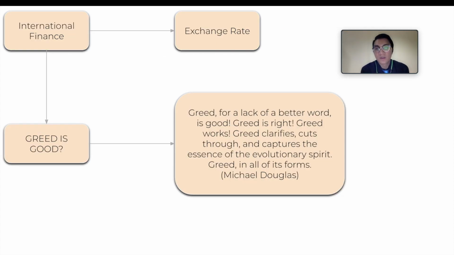For the last meeting, we discussed some materials in brief. The first is about international finance, but it previously mentioned greed is good, followed by exchange rate. The greed is good quotation is by Michael Douglas, as Gordon Gekko in the Wall Street movie. He said that greed, for lack of a better word, is good. Greed is right. Greed works. Greed clarifies, cuts through, and captures the essence of the evolutionary spirit. Greed in all of its forms. Thus, greed is good under certain conditions.